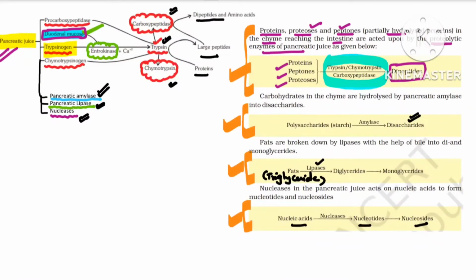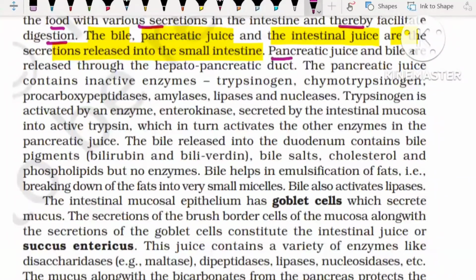Now let me show you the NCERT line. So see, beta, we have studied this only. Pancreatic juice and bile, they both are released through the hepatopancreatic duct. Clear now? Now what does pancreatic juice contain?